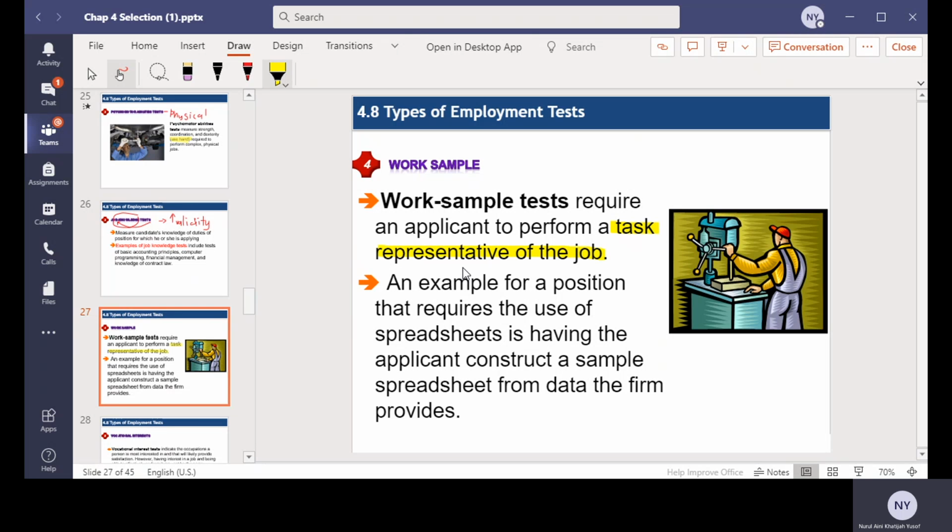Representative of the job. Okay, what does it mean by work sample test? During the test, the organization can only test the candidate on a specific task. For example, let's say I am working as a lecturer. As a lecturer, we have a few tasks to be completed. Okay, for example, the main job is to teach students.